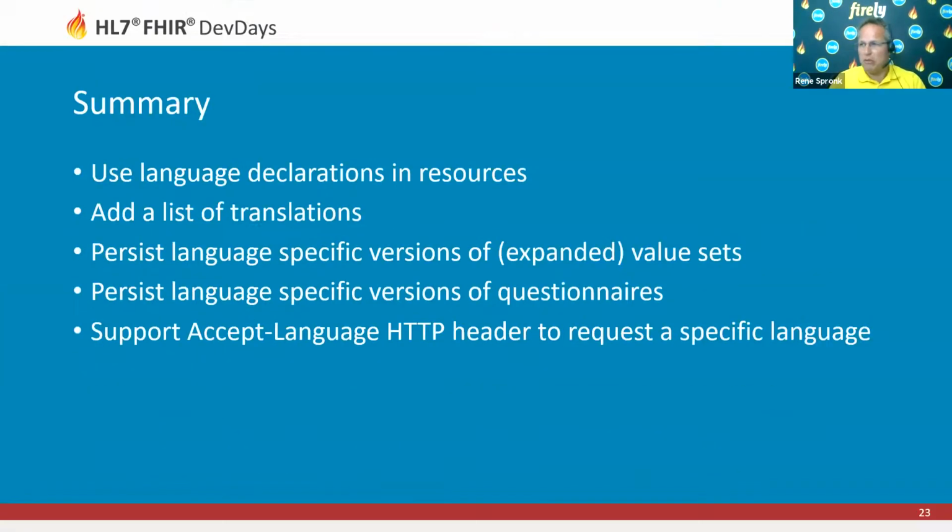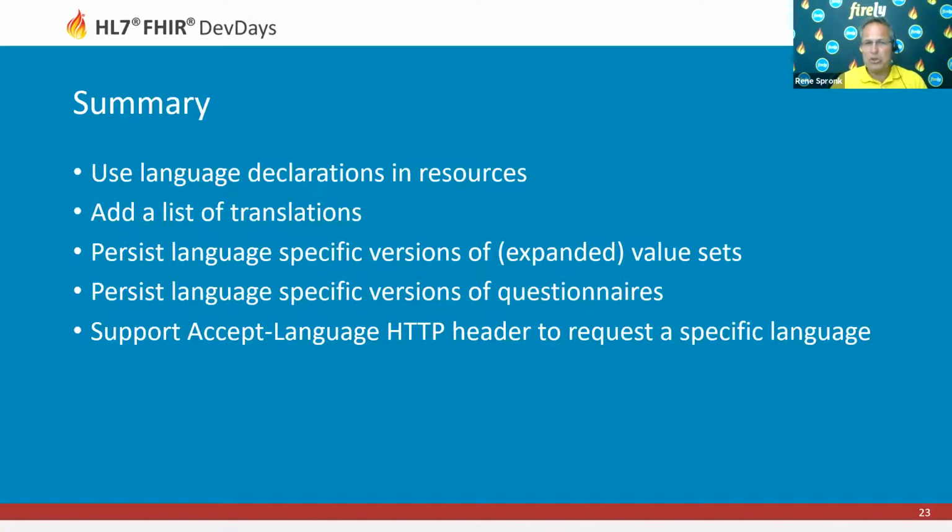So to summarize, because we left some time at the end for discussion: definitely the basis of all of this is to use language declarations in resources, either in the HTTP header, in the language tag, or using extensions, because then at least the receiver can detect that various languages have been used. Add a list of translations where appropriate. Otherwise, the receiver or the server may have to add their own automatic translations. And the best translation is obviously one provided by the source, the author of the resource, and not by a server that does an automatic translation.